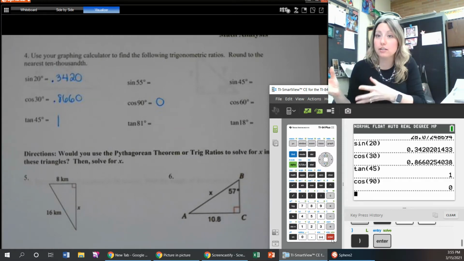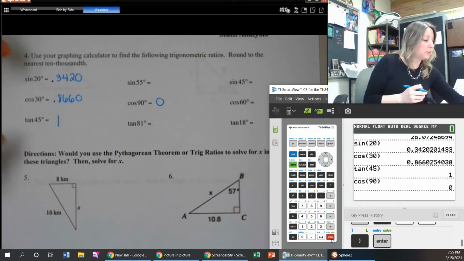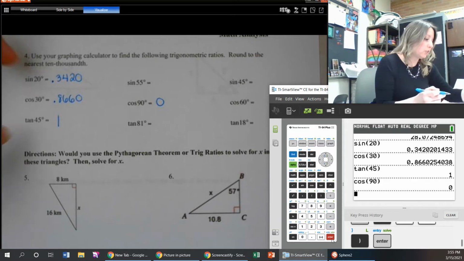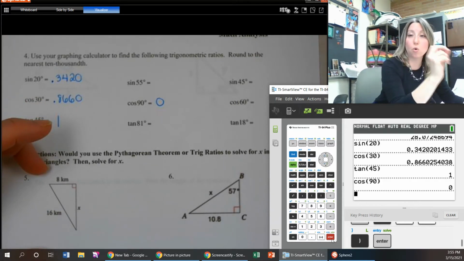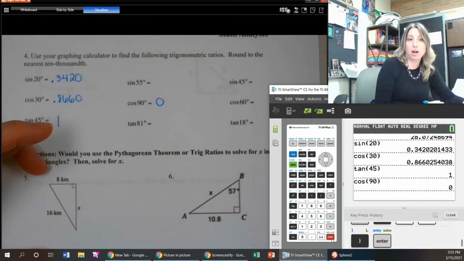And on your test, I have designated these in certain sections. So like this section right here on the test, you're just going to plug those in, versus this section, you'll pick Pythagorean theorem or trig in the Google form. Then you'll show me your work for solving for x.